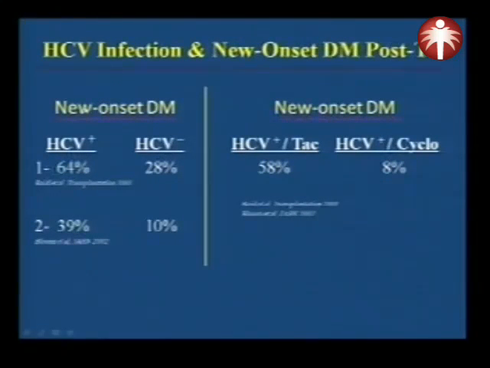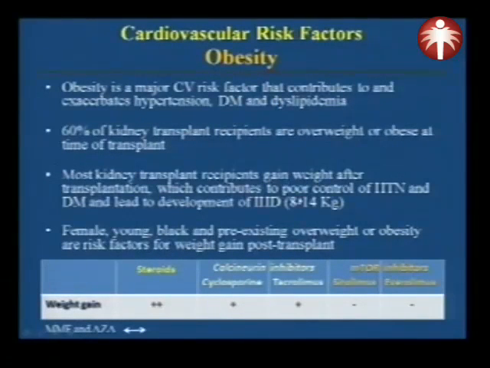Likewise, with hepatitis C infection, 64% of patients with positive hepatitis C have diabetes compared to 28% in the negative patients. Again confirmed in another study here. And the other thing, if you add to the hepatitis C infection one of the calcineurin inhibitors like tacrolimus, there is a 50% increase in diabetes. So that has influence also by medication.